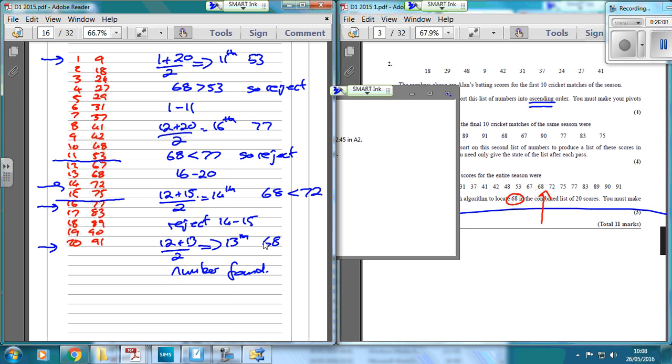And that's it. So the key points to this is when you do this, you need to make sure you've got a numbered list. If you don't have a numbered list, chances are you're going to lose all the marks on this question. So make sure you've got your numbered list, and then you always have to do the first in the list plus the last in the list divided by 2. Say what you get, and then say what it is that you're going to reject. And then if you just repeat that process until you get to the end, and you find your number, there's going to be 3 easy marks.